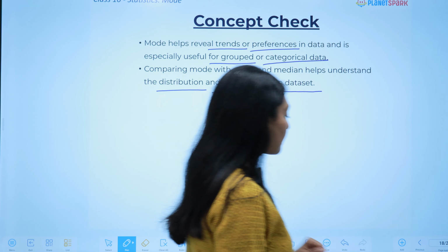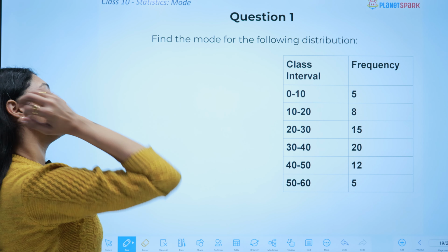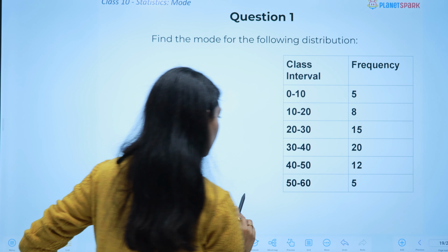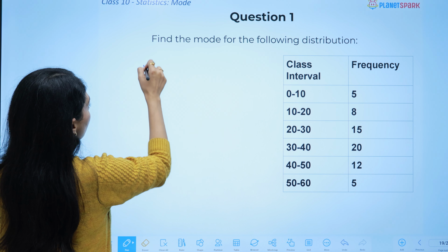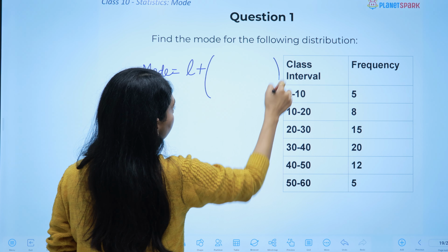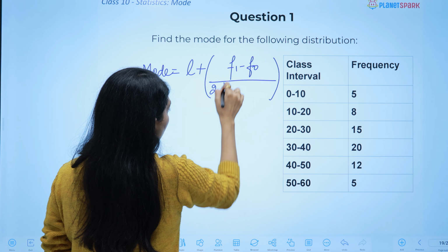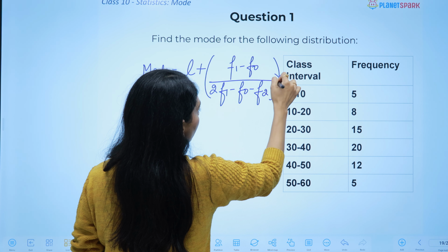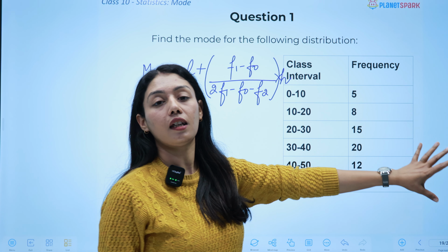Okay, now let's get to the questions everybody. Find the mod of the following distribution. So what do we have here? The class intervals and the frequencies. Here we don't need to add more columns because for mod, what is the formula everybody? L plus F1 minus F0 upon 2 times F1 minus F0 minus F2 into H. Right? We just have to identify the values.